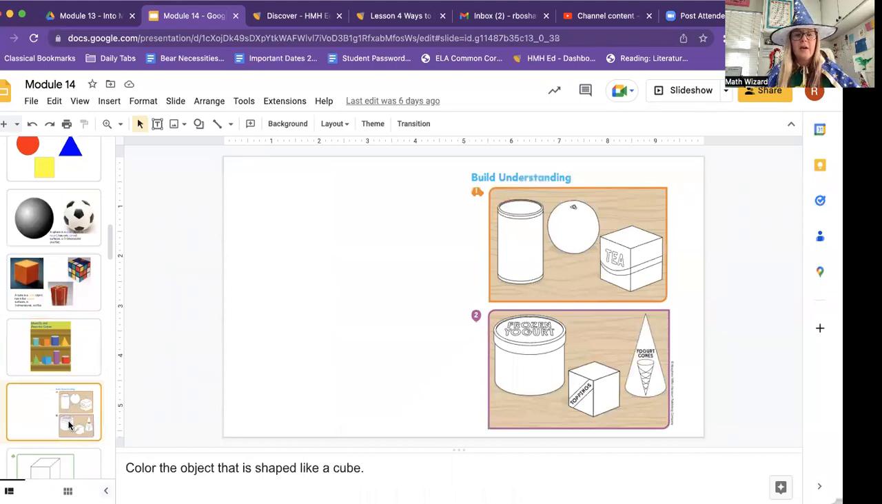Okay. Right here. Color the object that is shaped like a cube for each of these pictures, okay? There's a can, there's an orange, there's a box of tea. It says frozen yogurt. And cones and toppings. Which object in each of those pictures is shaped like a cube? Go ahead and pause this while you do that.